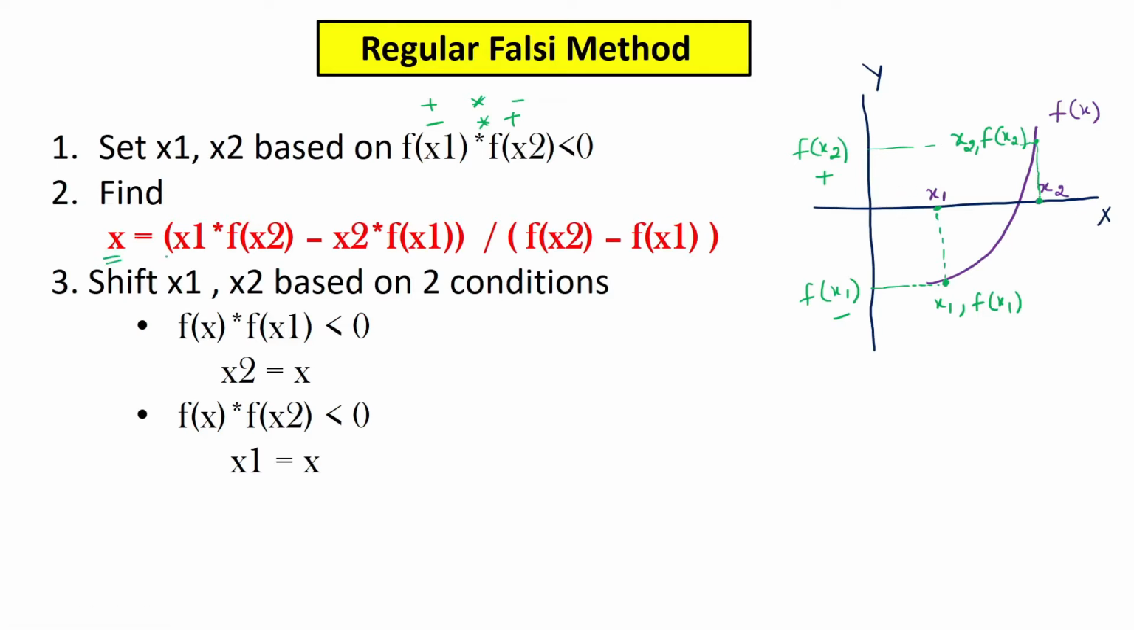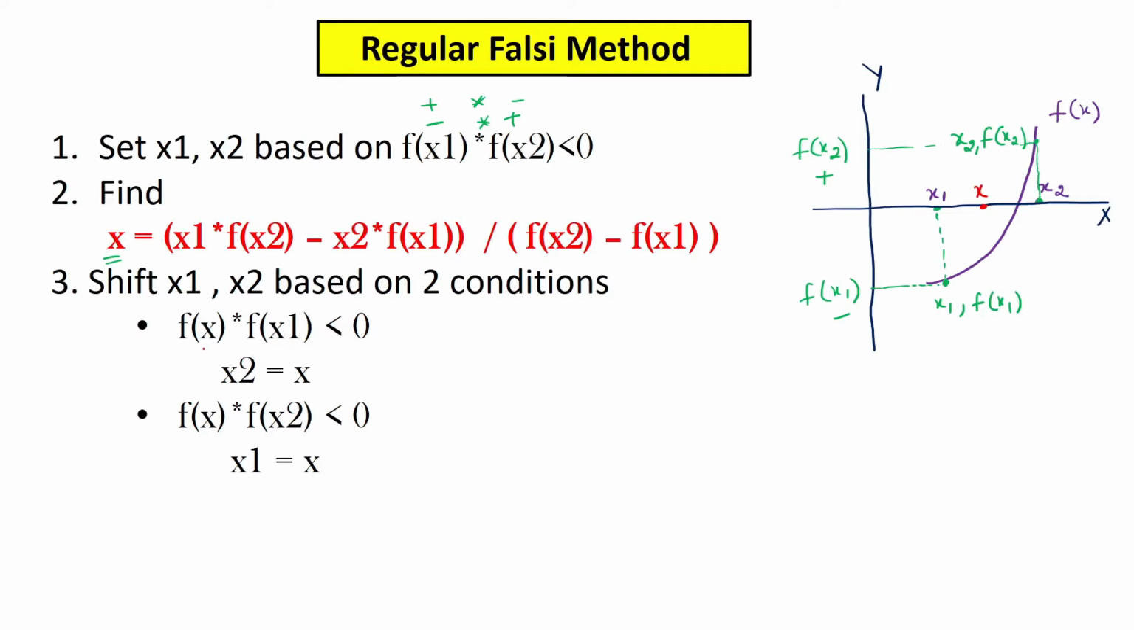So the formula is x equal to this much. Let's say we find the x using this formula. So let's say the x point is calculated here. This is my x point using this formula. And the third step is we have to change this x1 and x2 based on two conditions.